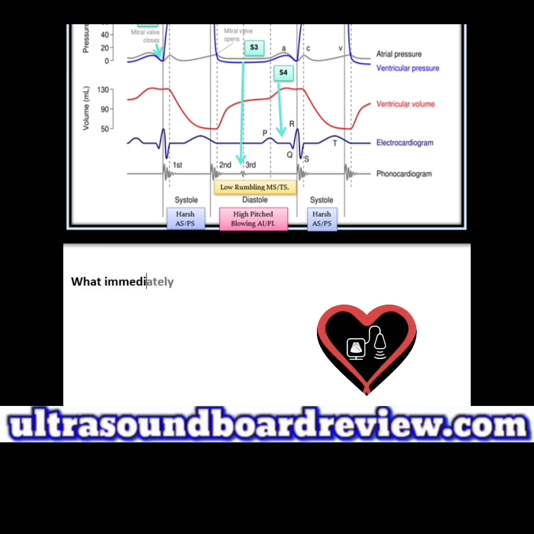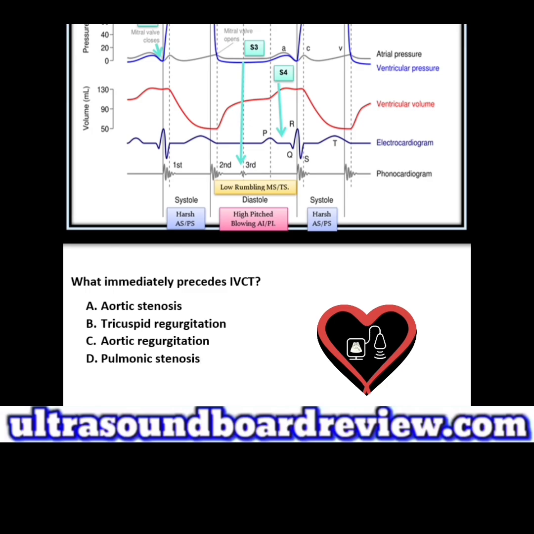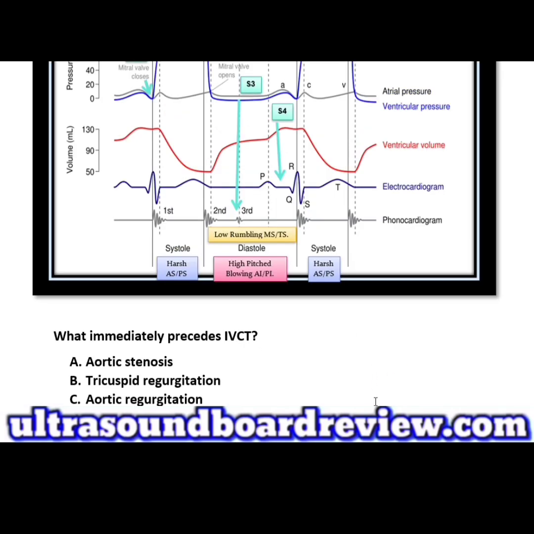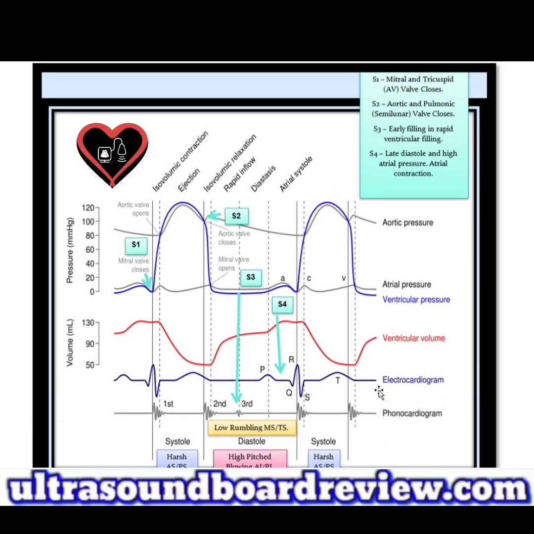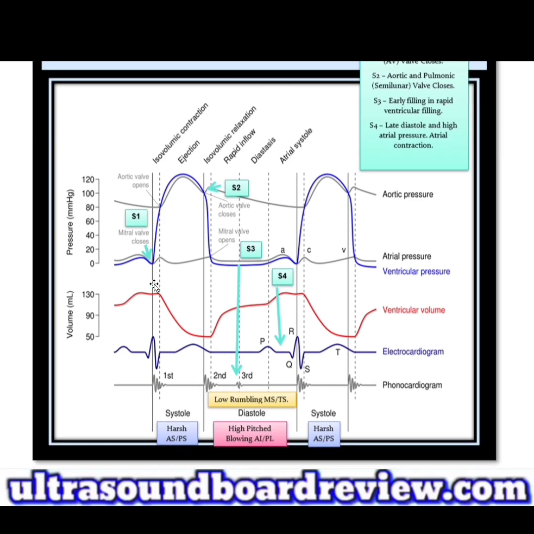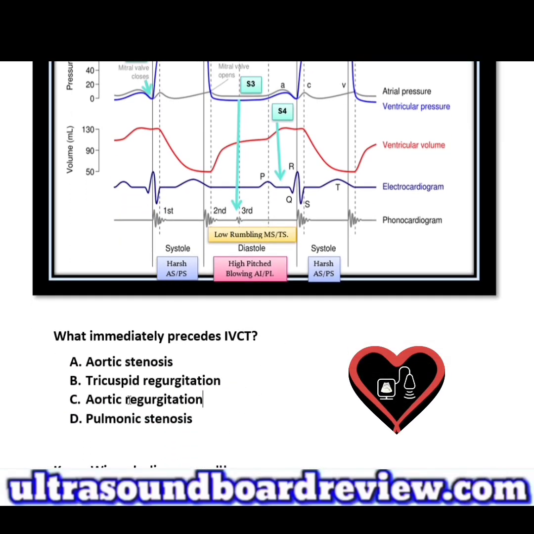What immediately precedes IVCT? Is it A, aortic stenosis, B, tricuspid regurgitation, C, aortic regurgitation, D, pulmonic stenosis? So how would you answer this question here? What we want to do first is determine what starts IVCT. And what starts IVCT is the closure of the atrioventricular valves or the mitral and tricuspid valve. That means anything that happened just before IVCT was end diastole or just diastole. Now, we just have to look at the options to see which occurs during diastole.